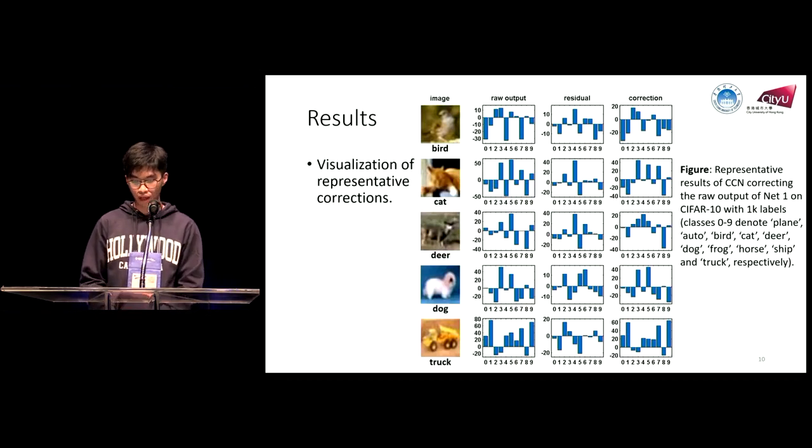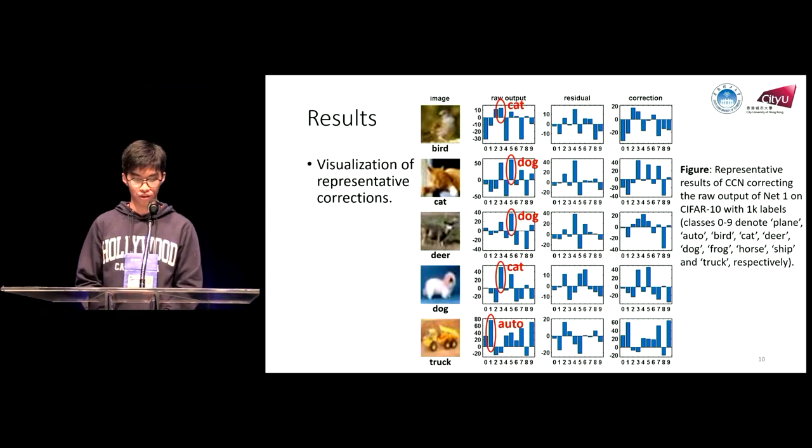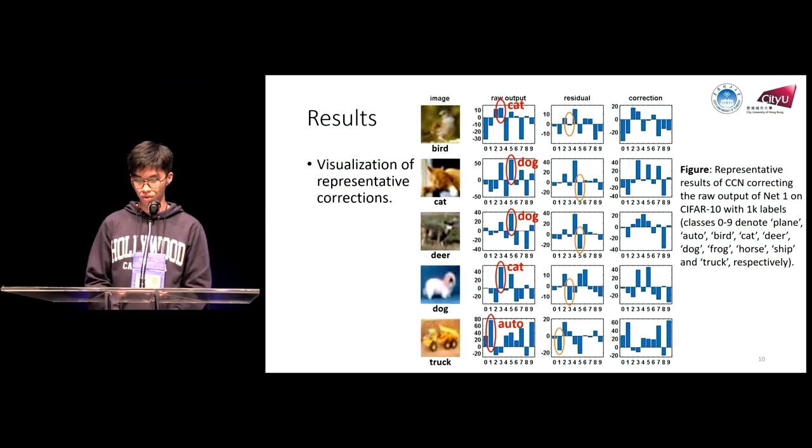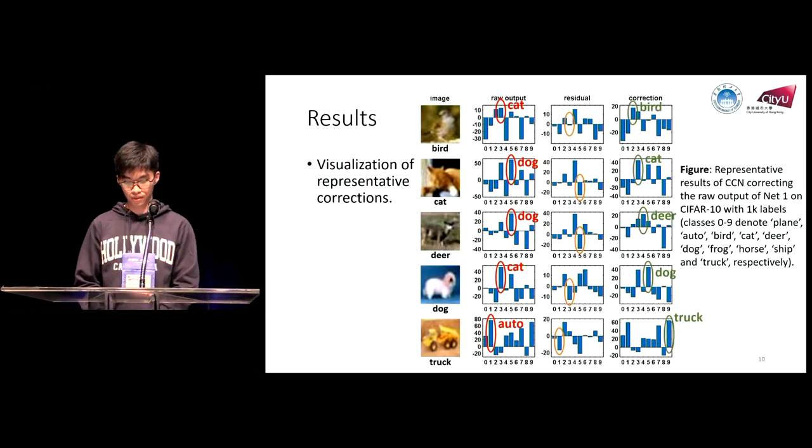And then we visualize what CCN learns. Given a set of difficult samples, the second column shows the raw outputs of the first essential network. We can observe that these images are misidentified.